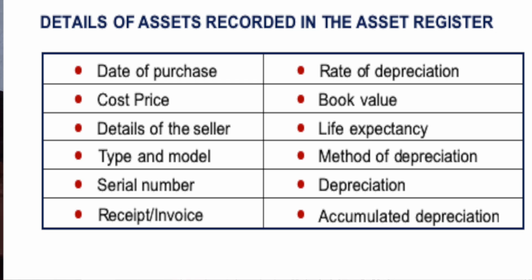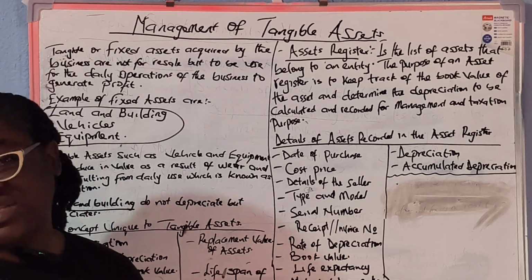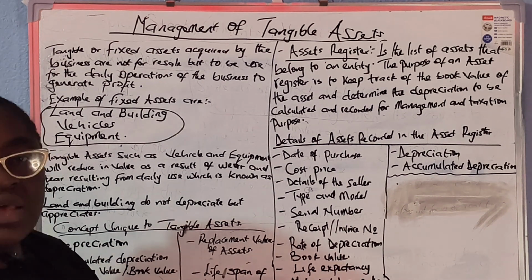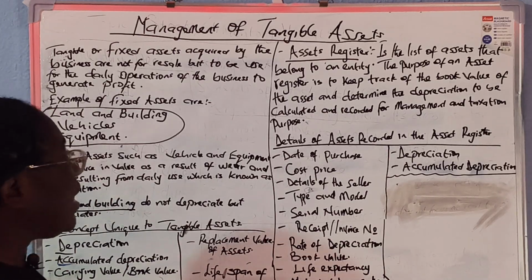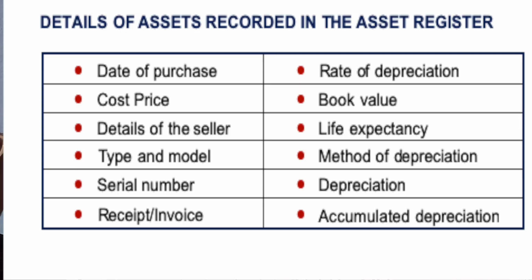The book value of the asset per time must be recorded in the fixed asset register. The life expectancy, for how long do we expect to use this asset, must also be recorded in the fixed asset register. The method of depreciation: what method are we using to depreciate this asset? Are we using the fixed straight line method, or the diminishing balance method? And then the amount of depreciation should also be stated, as well as the accumulated depreciation.